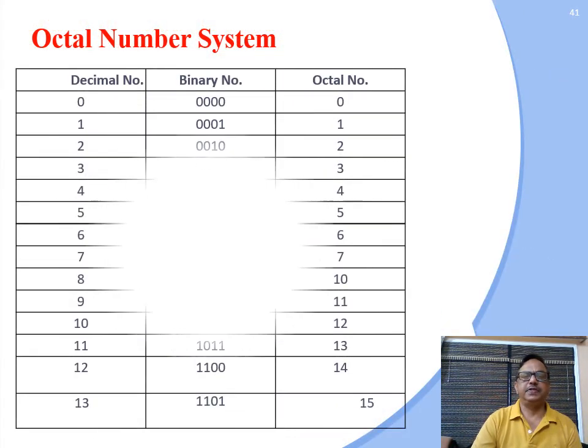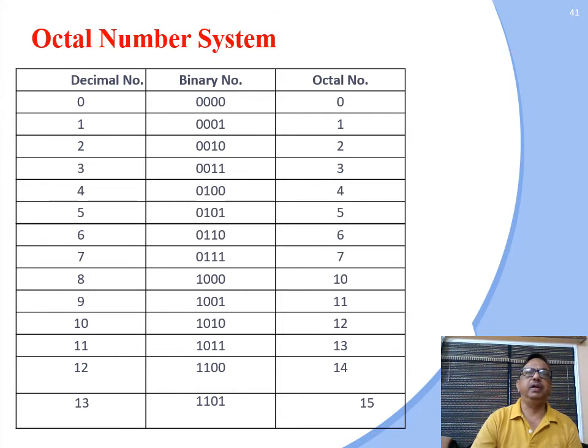In the octal number system, if we see the table, I have given the comparison of conversion of octal number to binary and binary to octal. You can see I have taken some values here from 0 to 13, and their corresponding values in binary, obviously in nibbles. Then here you see 0 to 7, and the next equivalent is 10, then 11, 12, 13, 14, 15, and so on.